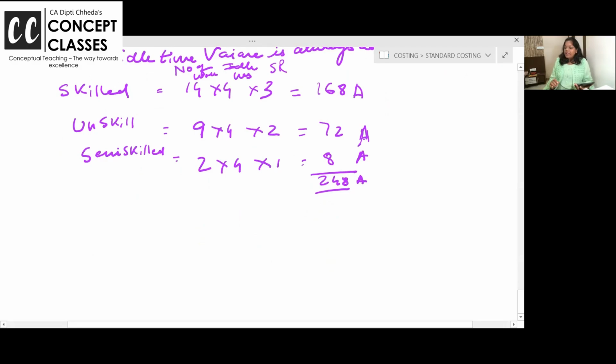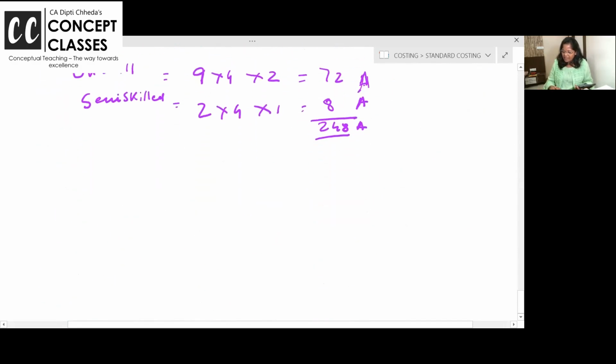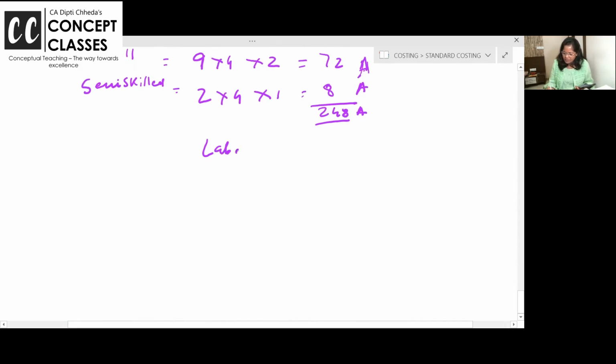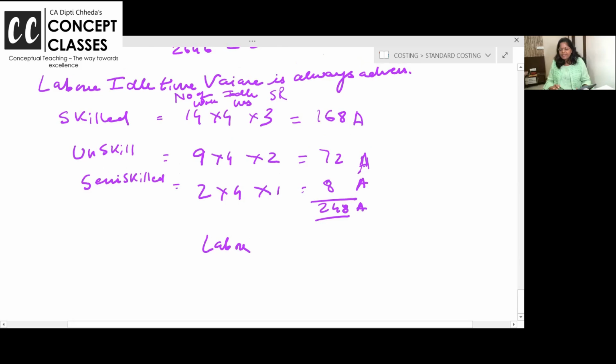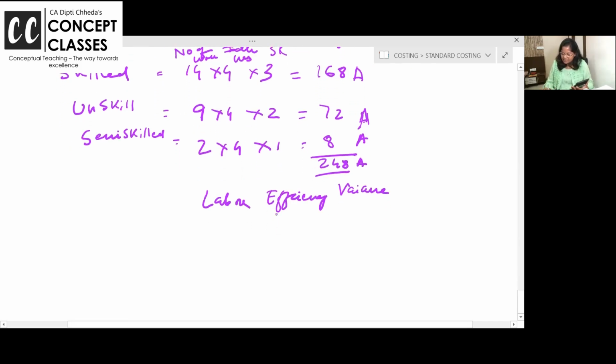Now, if this is the way to get mix and sub efficiency, again you can do. Write down please. Anyone still writing this idle time? It's always adverse, so write that down. Now labor sub... first labor efficiency, sorry. Labor efficiency variance.